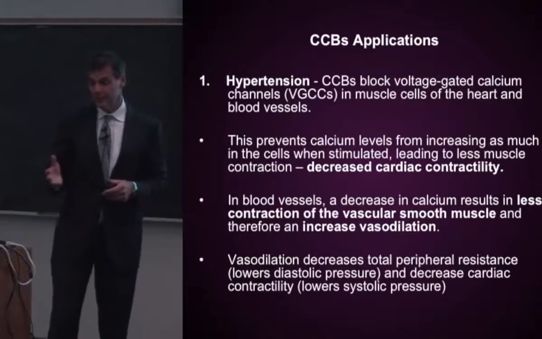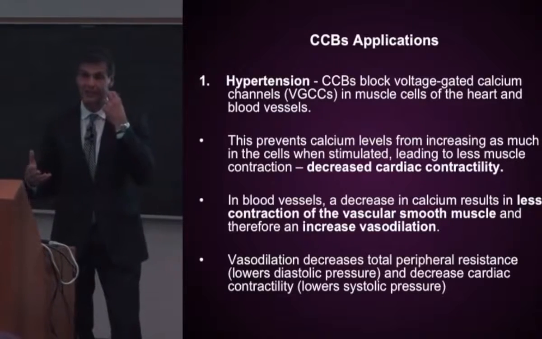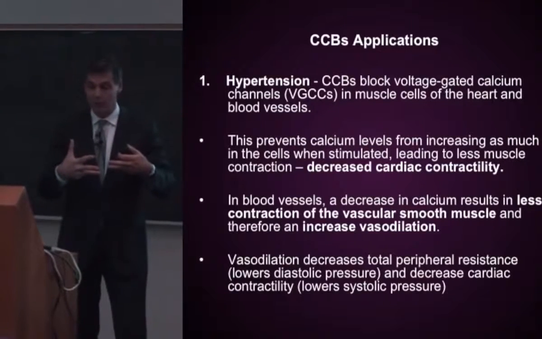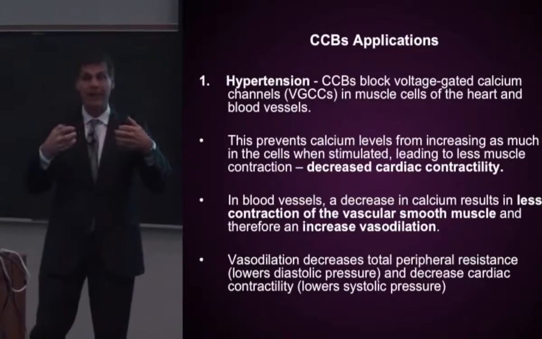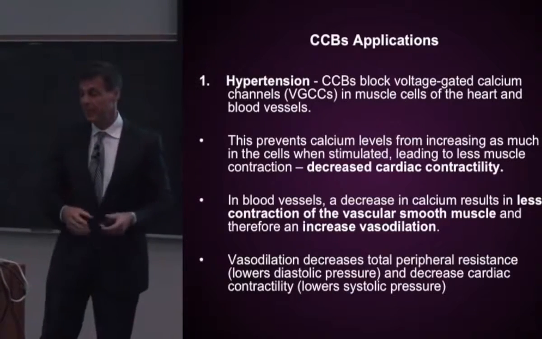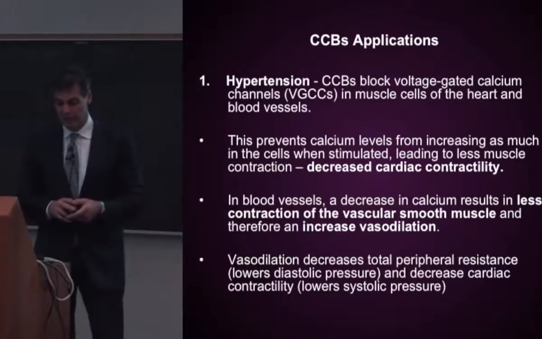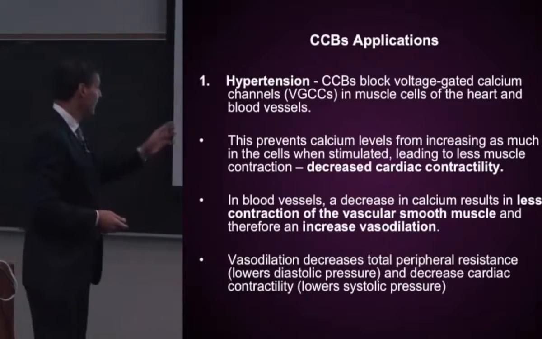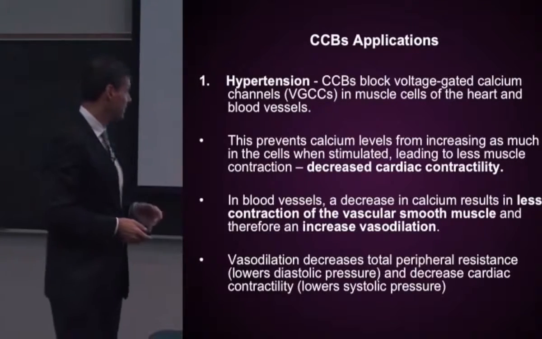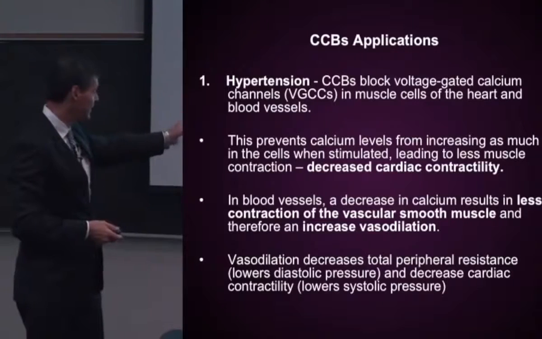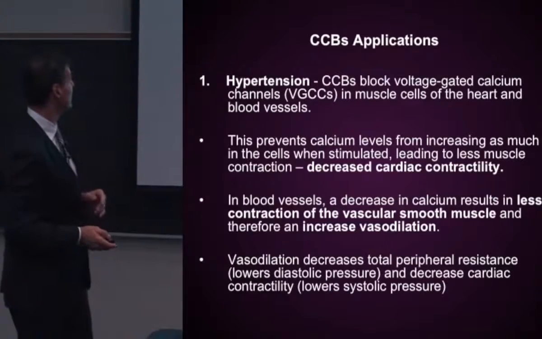In blood vessels, a decrease in calcium results in less contraction of the vascular smooth muscle, which will allow more vasodilation. That brings down the diastolic pressure. So vasodilation decreases total peripheral resistance and reduces cardiac contractility, and so you basically get a blood pressure lowering effect.